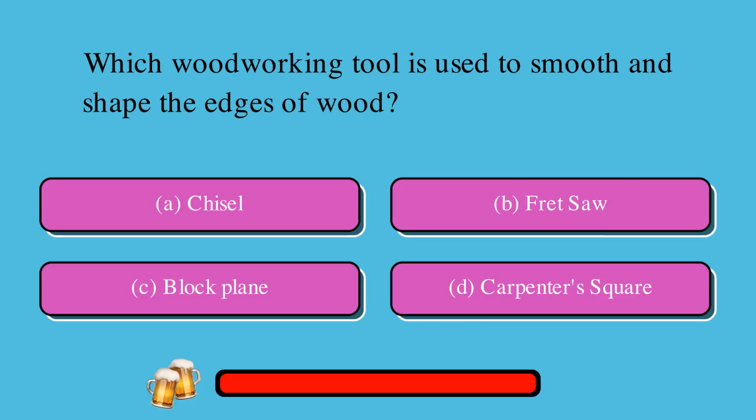Which woodworking tool is used to smooth and shape the edges of wood? A. Chisel, or B. Fret saw, or C. Block plane, or D. Carpenter's square? The correct answer is C. Block plane.